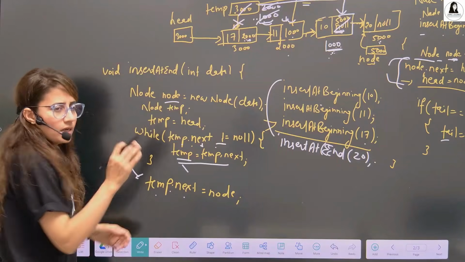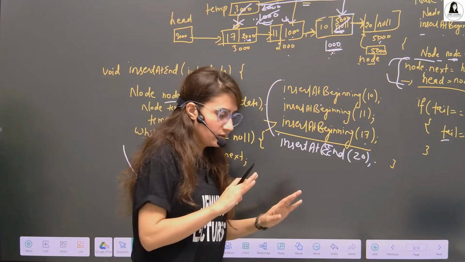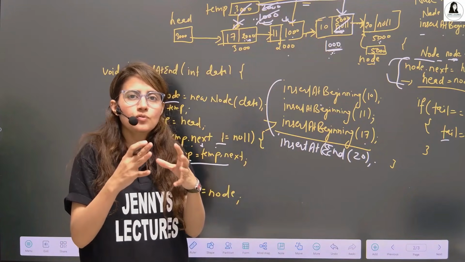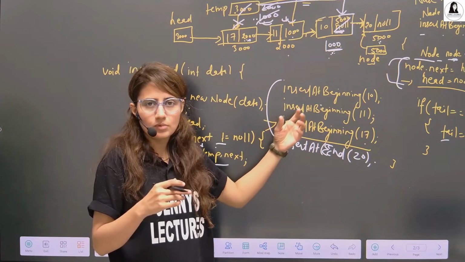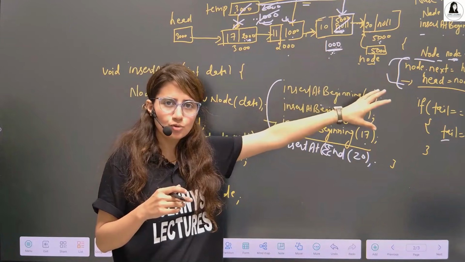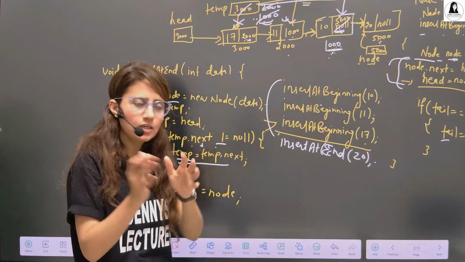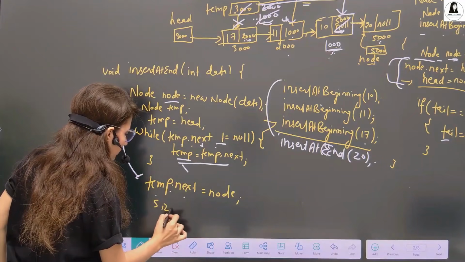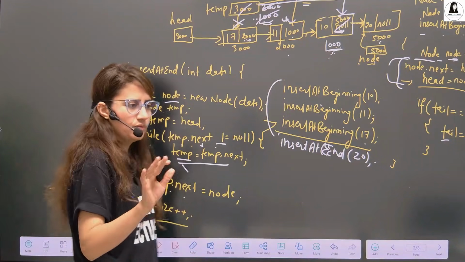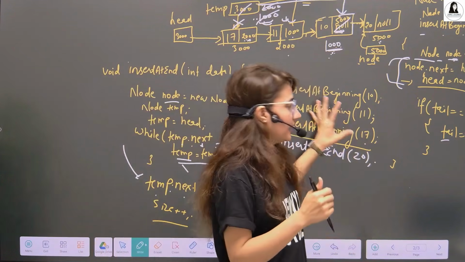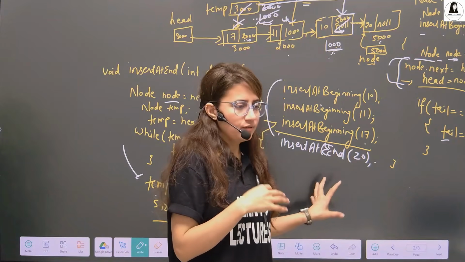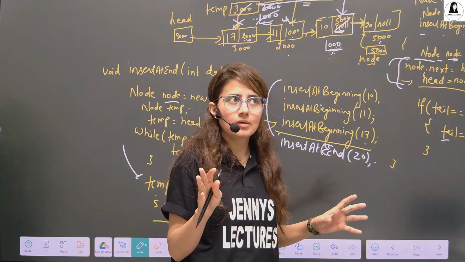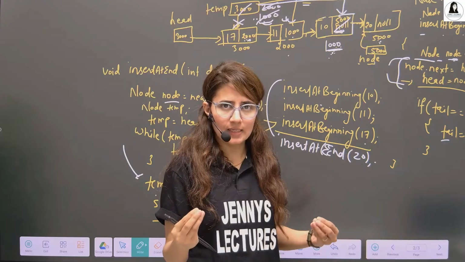That's it. And if it's better, you can trace or you can have the size of the list as well. So just take a variable size also. Whenever you insert any node, just do size plus plus, so that at last you have the idea how many nodes are there in the list. Now let's code it first. Then we will see how to insert at a specific position in the linked list. Let's see.